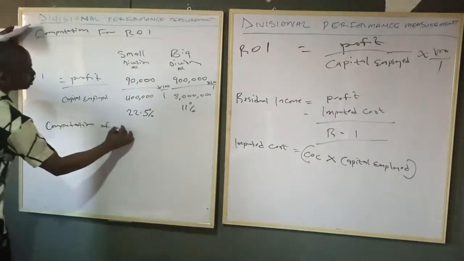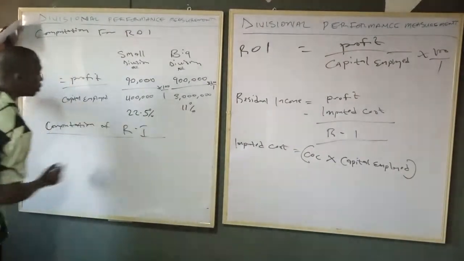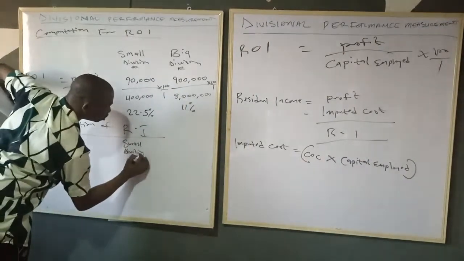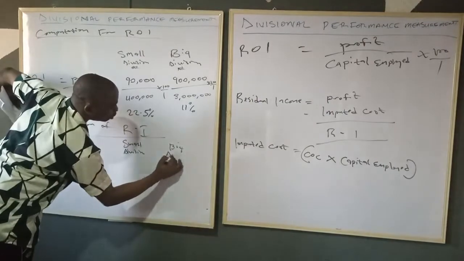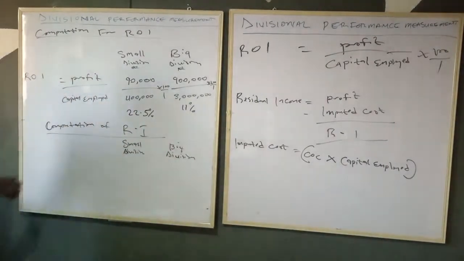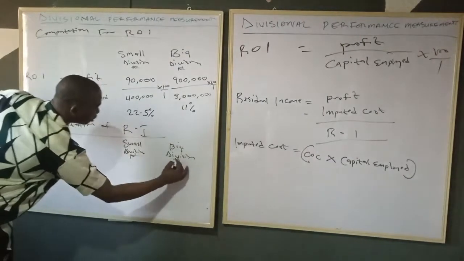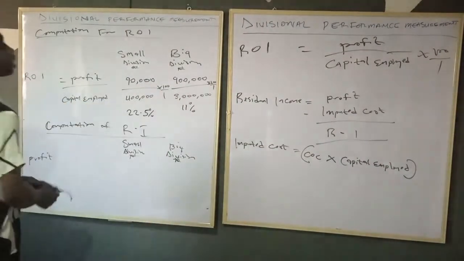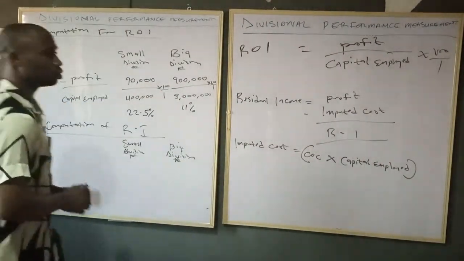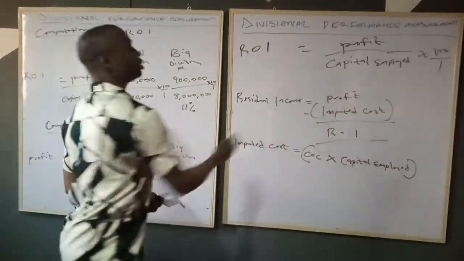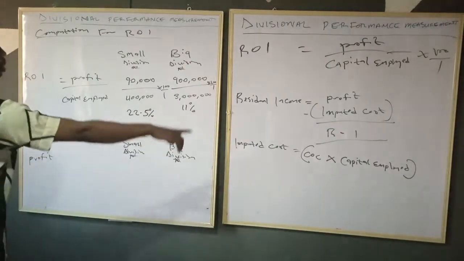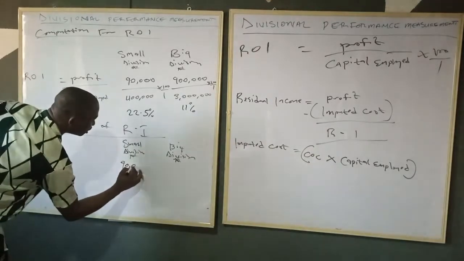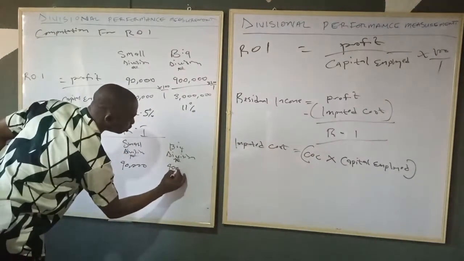So let's now compute the residual income for both divisions also. Computation of residual income. We have small division and big division, put the naira sign. Then we have profit. You should not forget everything follows the same formula, that is profit minus imputed cost will give us residual income, and our imputed cost is cost of capital multiplied by capital employed. Profit for small division is 90,000, and for big division is 900,000.